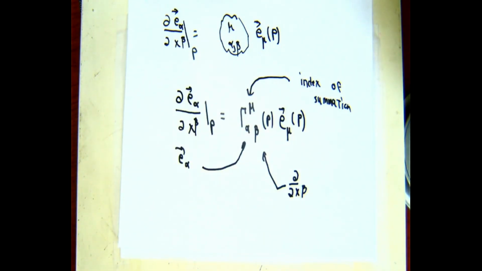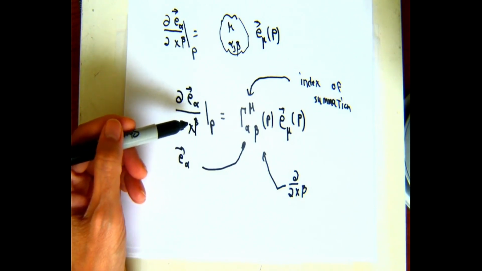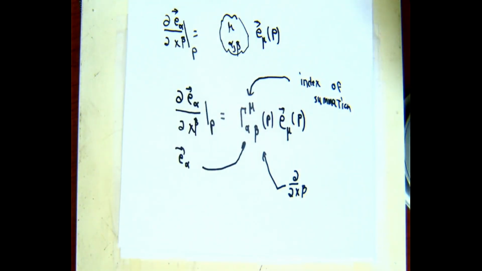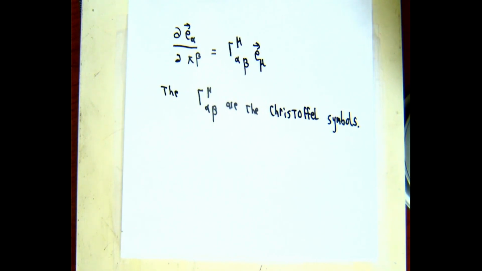So being paranoid and writing evaluated at P, evaluated at P, evaluated at P, we say that the partial of e alpha with respect to x beta is gamma mu alpha beta at P, e mu at P. If people make it this far in studying the subject, then people feel as though there's no longer any need to be quite so explicit about things. I've been trying to be clear. So people just leave the evaluated at P off.